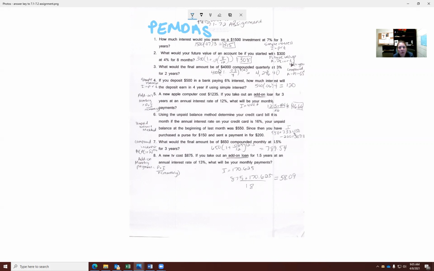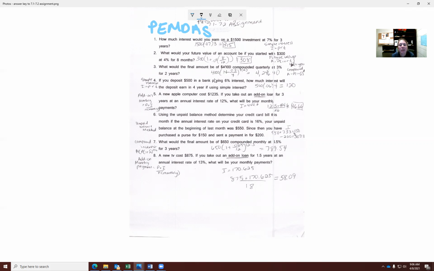Number 3, what would your final amount be if you're compounded, see that word compounded, quarterly at 3% for 2 years? So you're going to use your compound formula. And you plug it in just like this. Let me use my eraser. So when you do your compound formula, there should be a plus sign right here. Okay, so when we put in our information for our compound, we use this formula, A equals P times 1 plus R over N to the NT. There should be a T right there.